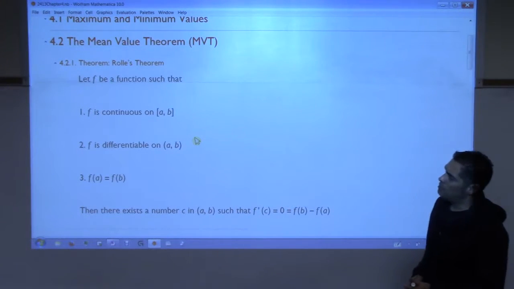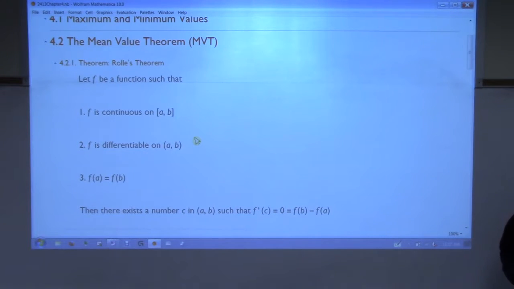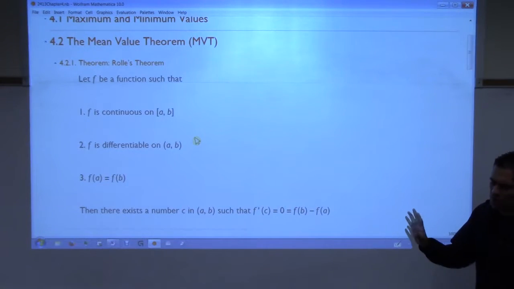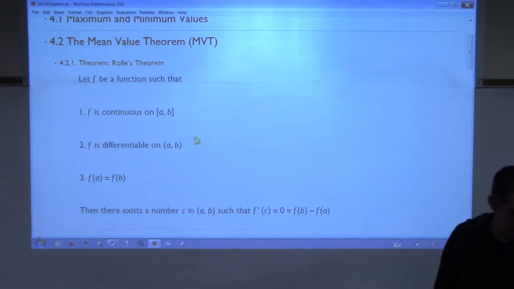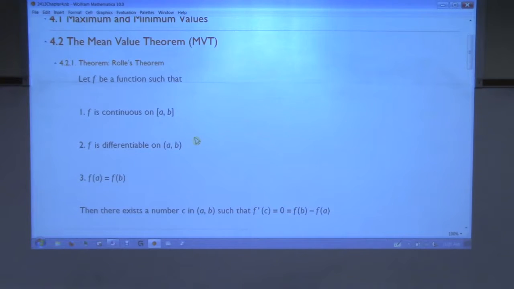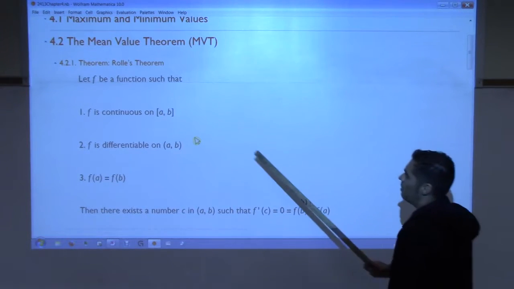All right, so this mean value theorem is really an important theorem in mathematics. And it's a very visual theorem. It's something I can show you. You can look at it and say, oh yeah, that makes sense. But before you get to the mean value theorem, you start with what's called Rolle's theorem. R-O-L-L-E. Rolle's theorem.